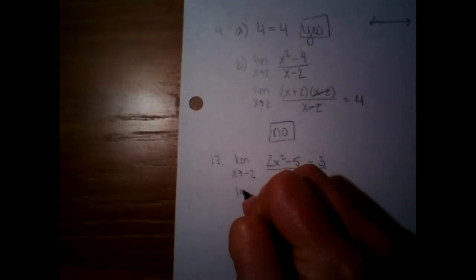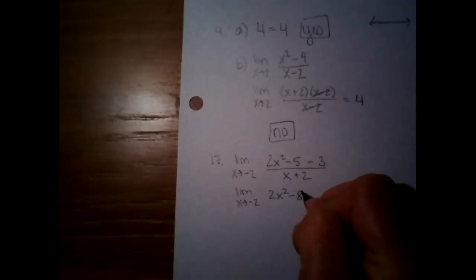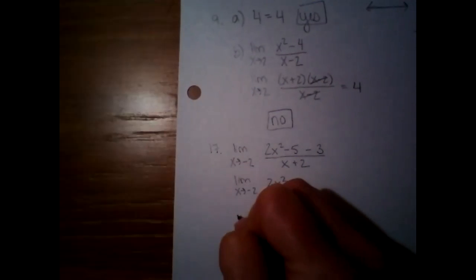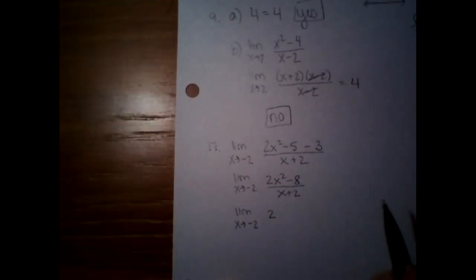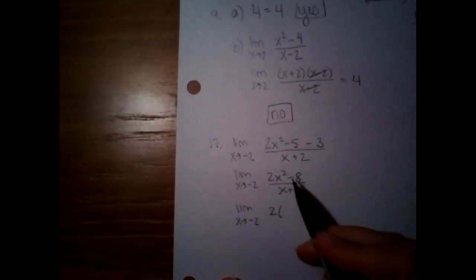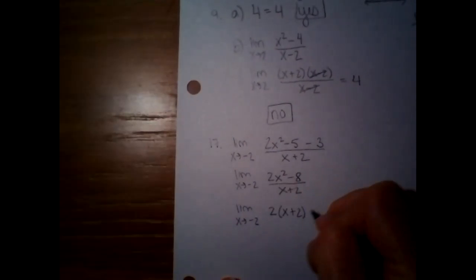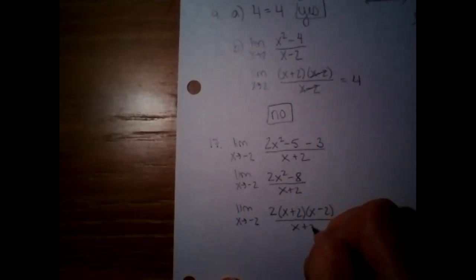So we're going to combine the like terms there. That'll be 2x squared minus 8. And then we're going to factor. So I'm going to factor out a 2. If I take out a 2, I'm going to be left with x squared minus 4. And x squared minus 4 is going to split into x plus 2, x minus 2. And so these are going to cancel.